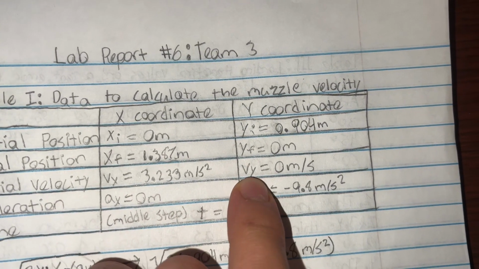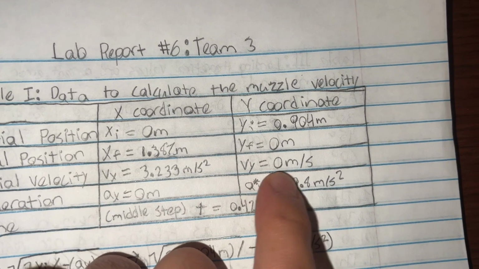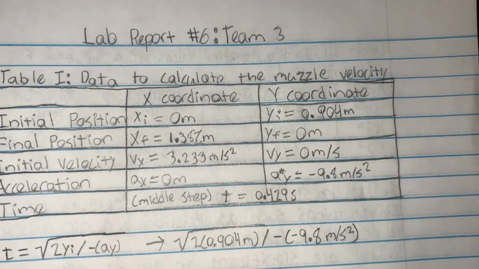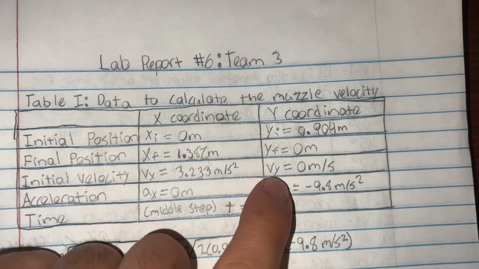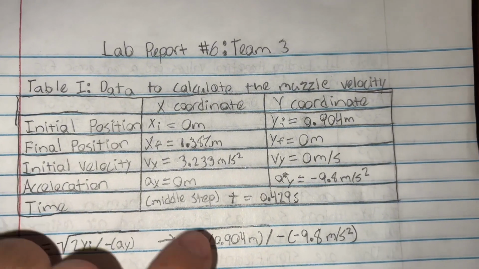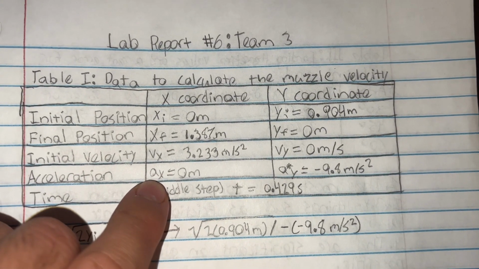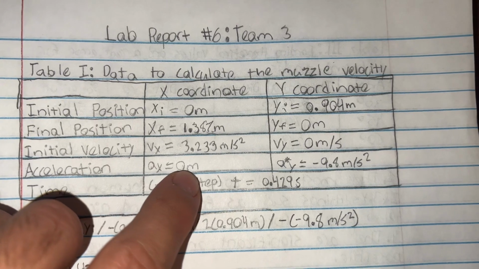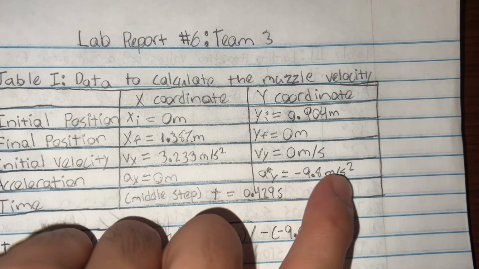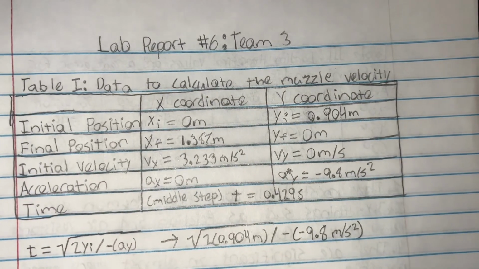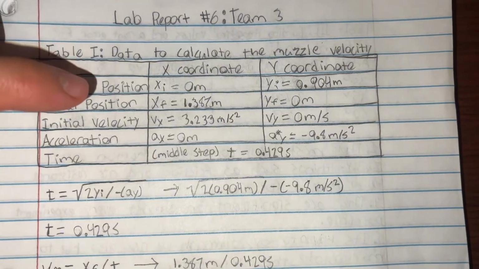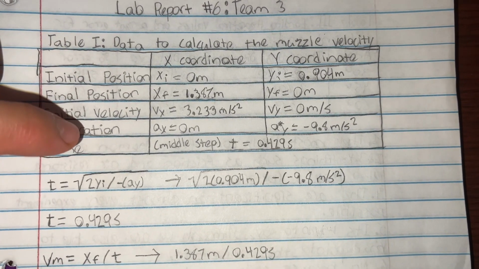And then our V final for our Y value was 0 at the end, because it wouldn't be moving vertically anymore. It would just be moving horizontally. And then same thing, our acceleration for the X coordinate would be 0 meters per second squared. And then for our Y coordinate, it would just be what gravity is. So we headed in and found our time.